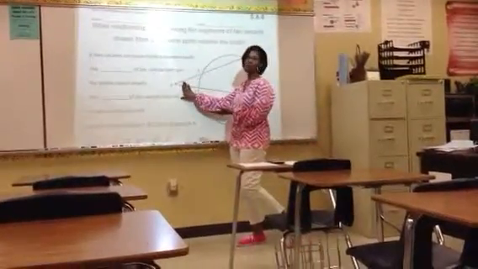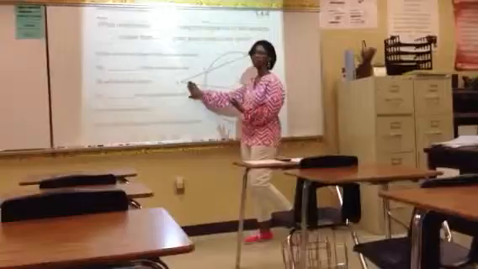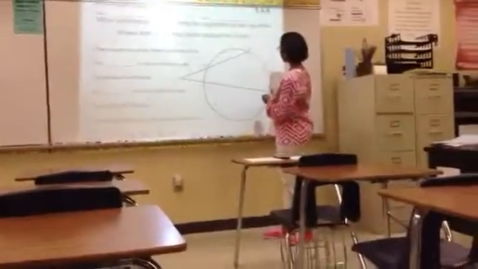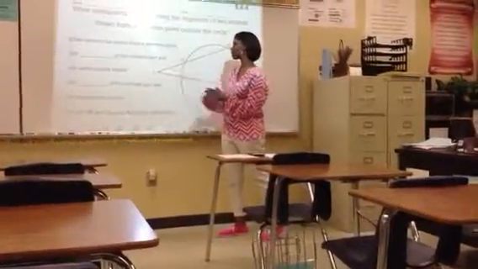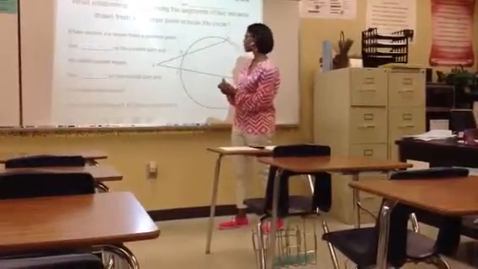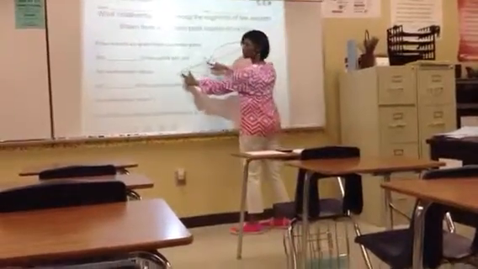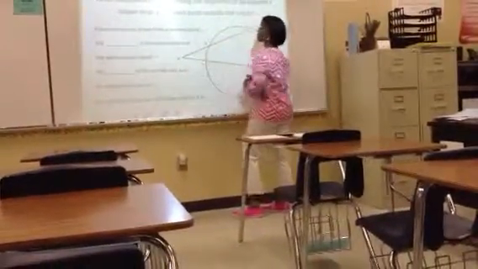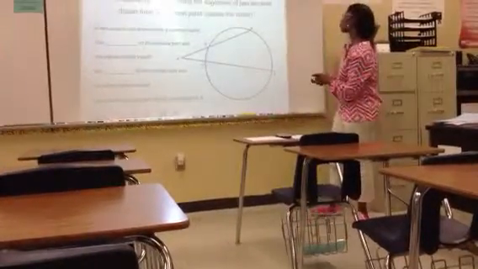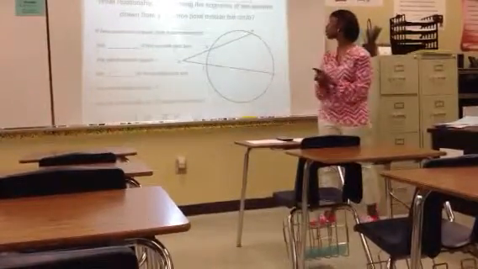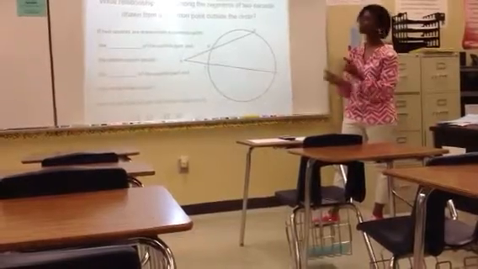When an angle is formed on the outside, remember that we would use the equation that the measure of the big arc minus the measure of the small arc divided by 2 would give us the measure of the angle. However, with this lesson, we're dealing with the length of the segments of these secants. So what relationship exists among the segments of two secants drawn from a common point outside the circle?